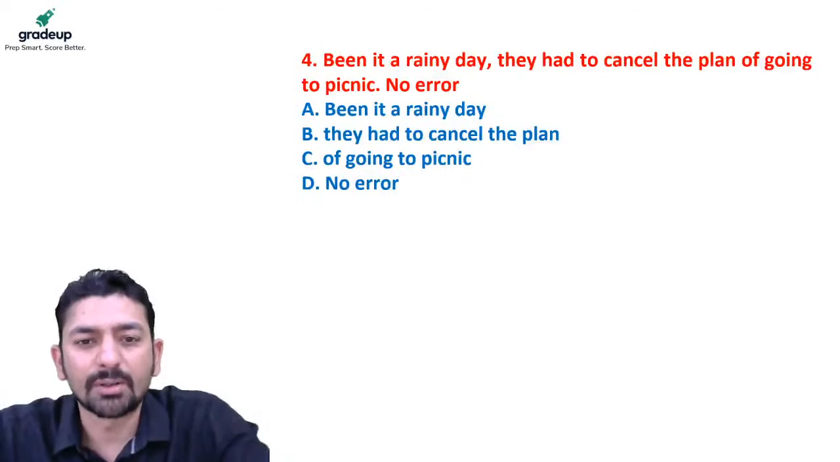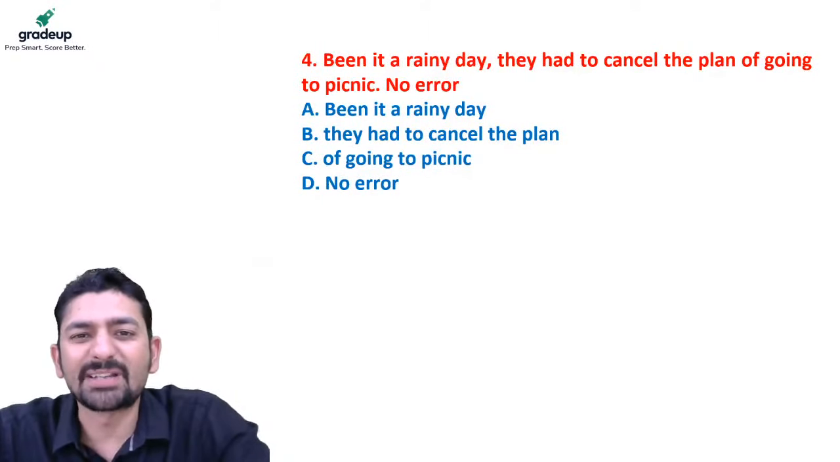Question number 4. Read the question. It says, being it a rainy day, they had to cancel the plan of going to the picnic. Tell me which part of the sentence has an error on this one.